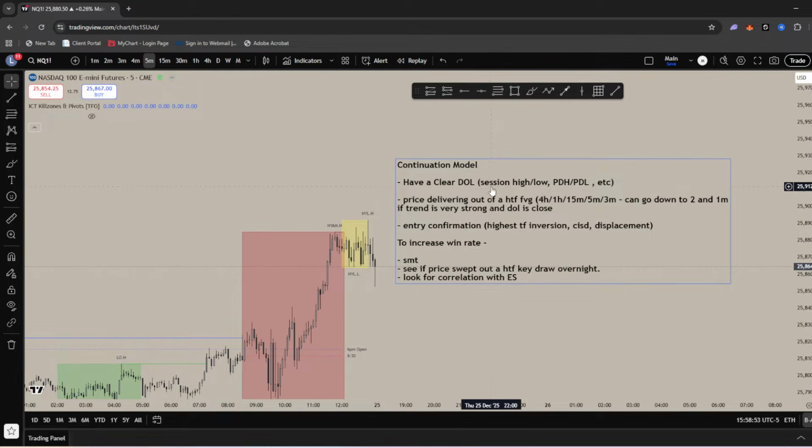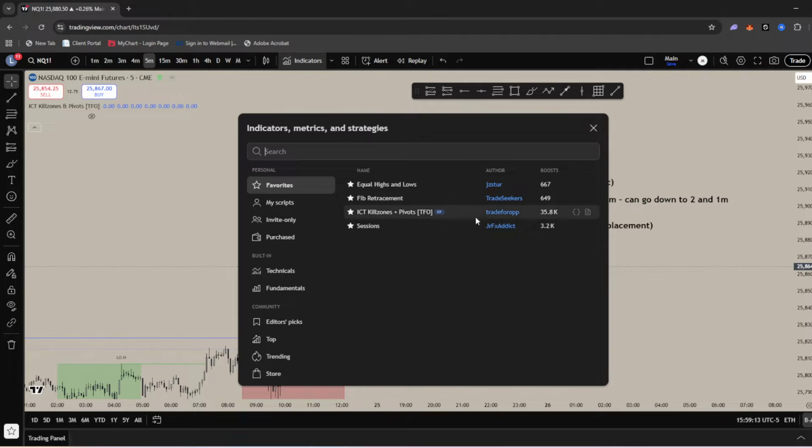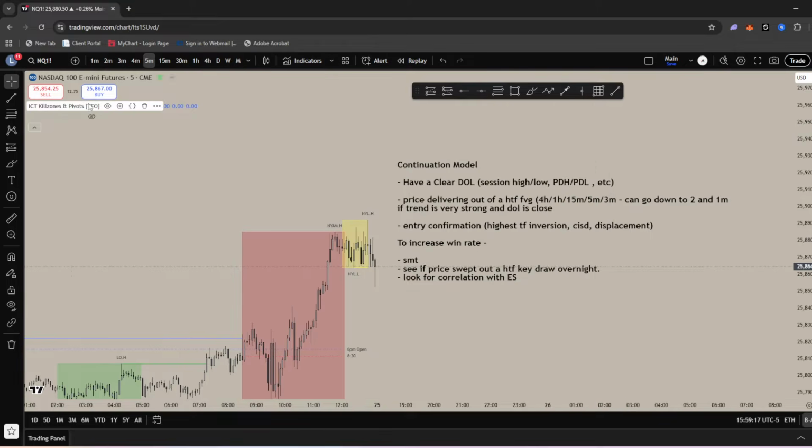So that's going to be a session high, a session low, previous day high, previous day low, a higher time frame fair value gap, like a 4-hour, 1 hour, just a clear place that you think price is going to draw to in a trending market. So what I use is this ICT kill zones and pivots indicator. As you can see right here, if you go to indicators and you type that in, it's going to be this one by Trade for Op. You're going to add that to your chart.